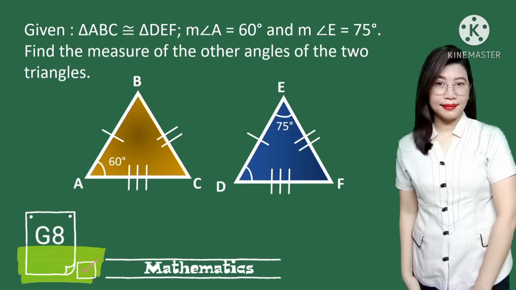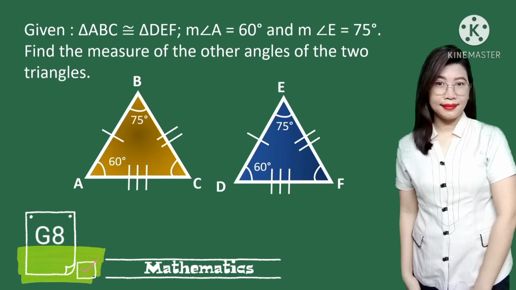As we know, angle A is congruent or equal to angle D. So therefore, the measure of angle D is 60 degrees. And angle E is congruent to angle B. So therefore, the measure of angle B is 75 degrees. Now, let us find out the measure of angle C and angle F.